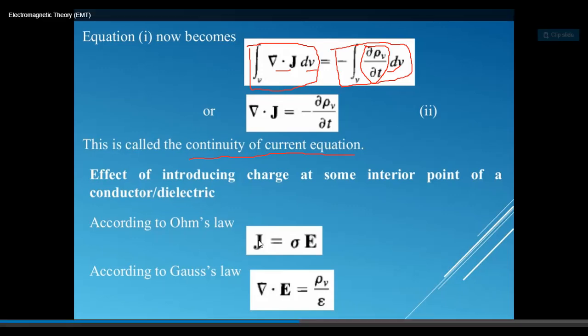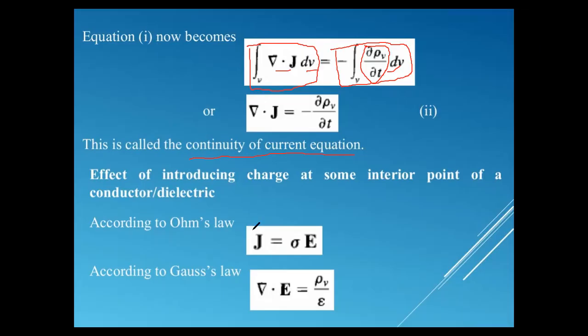Then one more important equation which has not been derived here. Perhaps we have already derived it in the plus 2 level. J is equal to sigma times E. So remember this, where sigma is the conductivity. So J is equal to conductivity times E.